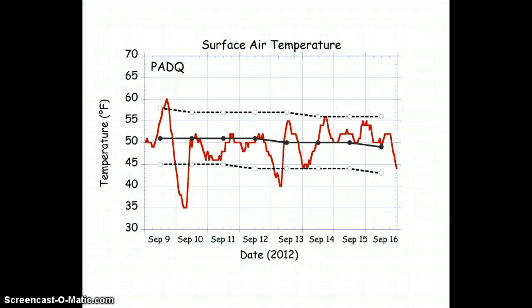So taking a look here at our surface air temperature graph, I'm going to be focusing primarily on the 10th of September as well as the 15th of September, which are both these columns here. The National Weather Service's temperature recordings are indicated by the red line, while the maximum daily temperature for the site location is this dotted line with the white circles, and then the minimum is this dotted line with the white circles, while the average climate for that site is going to be the solid black line and solid black dots.